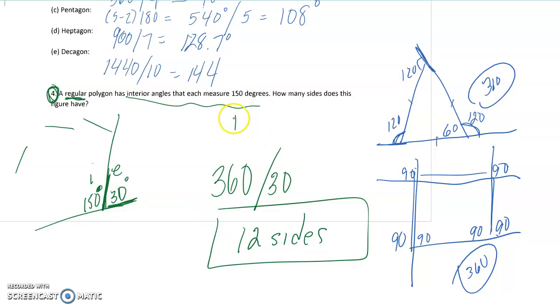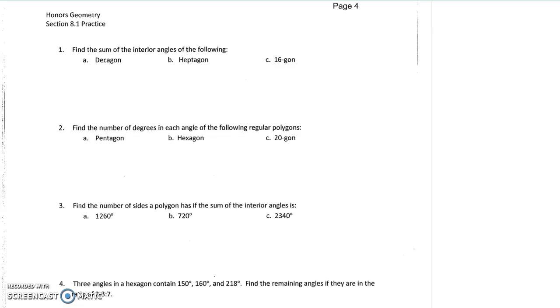So any polygon, 3 sides, 4 sides, 5 sides, 6 sides, 7, 8, 9, 10, exterior angles always add up to 360. If I want to find one of them, I would divide by the number of sides. If I want to find how many sides, I divide by the number of angles. I'm going to bring you to the practice real quick.